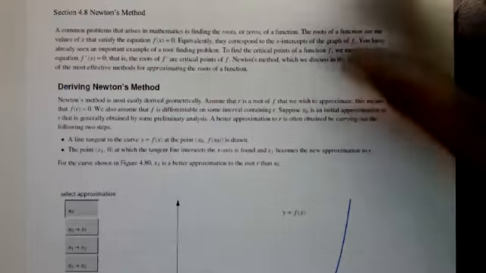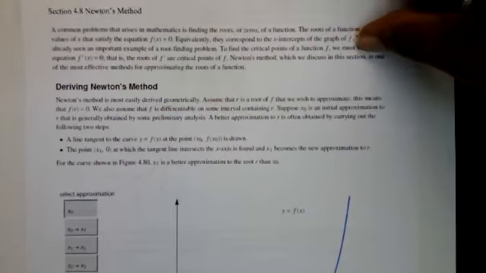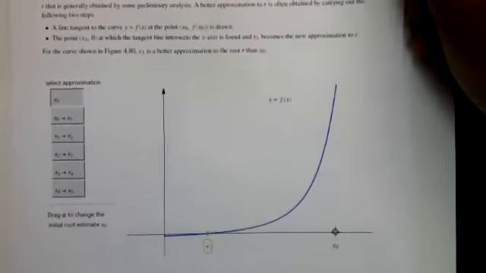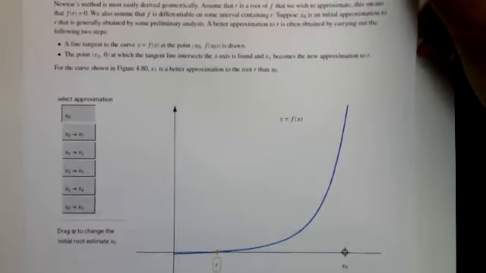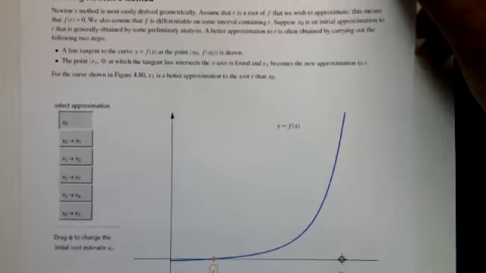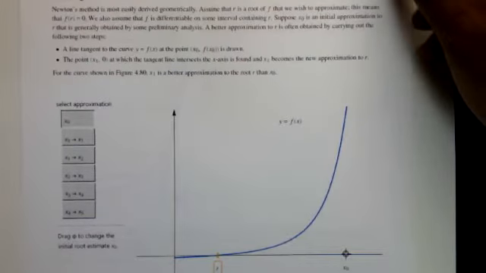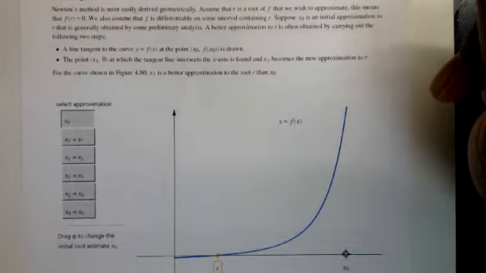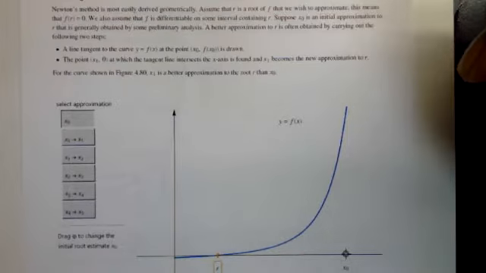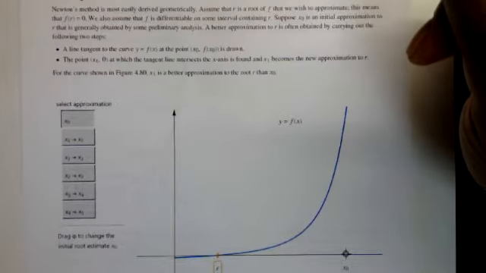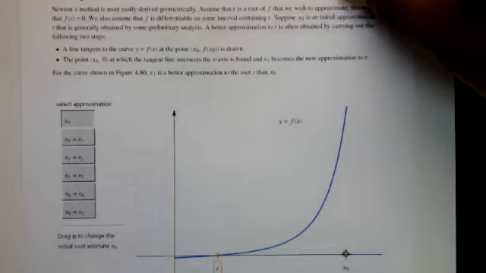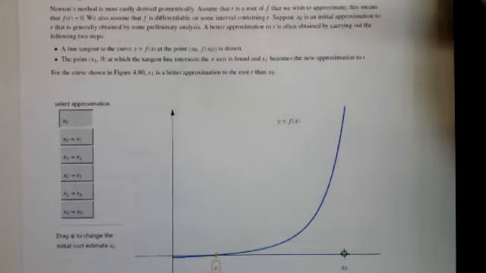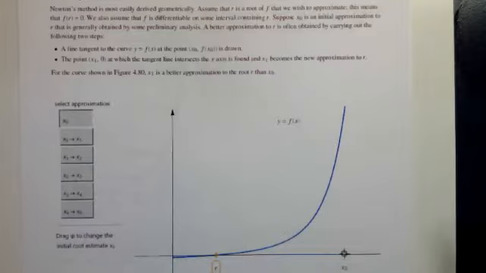First, I'm going to show you how Newton's method is derived. We're going to derive this geometrically, where we're assuming that r is a root of the function f of x that we wish to approximate. This means that f of r will have to be equal to 0. We also assume that the function is differentiable on some interval containing r.